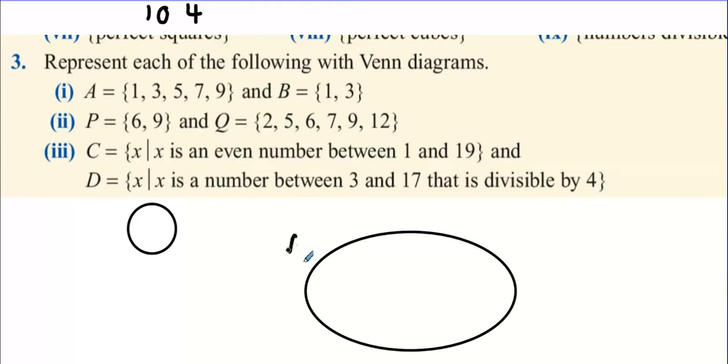So A has, make sure to put 1 and 3 together because we're going to use that for B in a second. So we have 1, we have 3, and then we have 5, 7, and 9. Now, if we put in set B, it would be located here. You can notice that B is located within A. The boundaries of B are located within A.